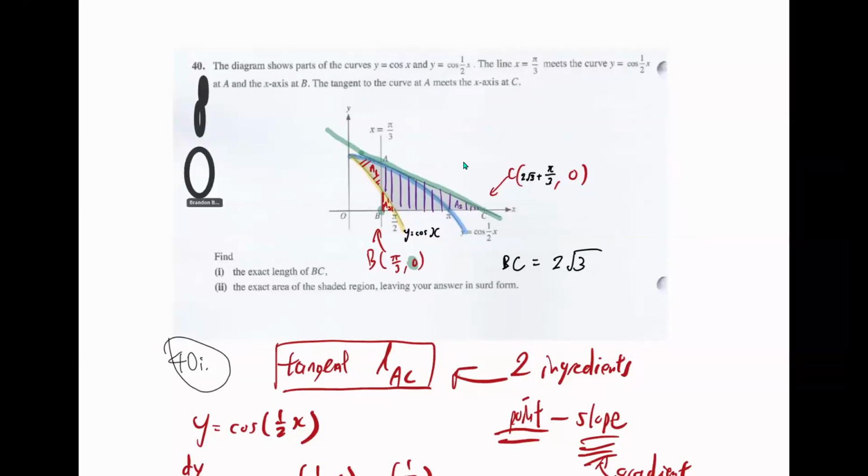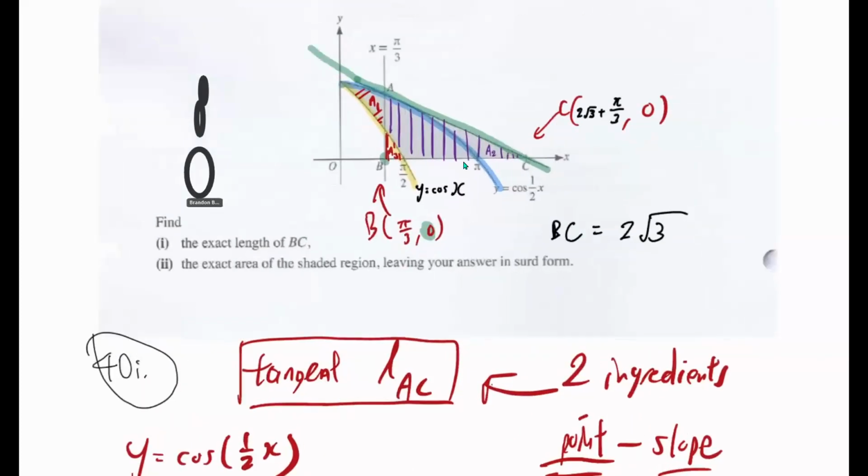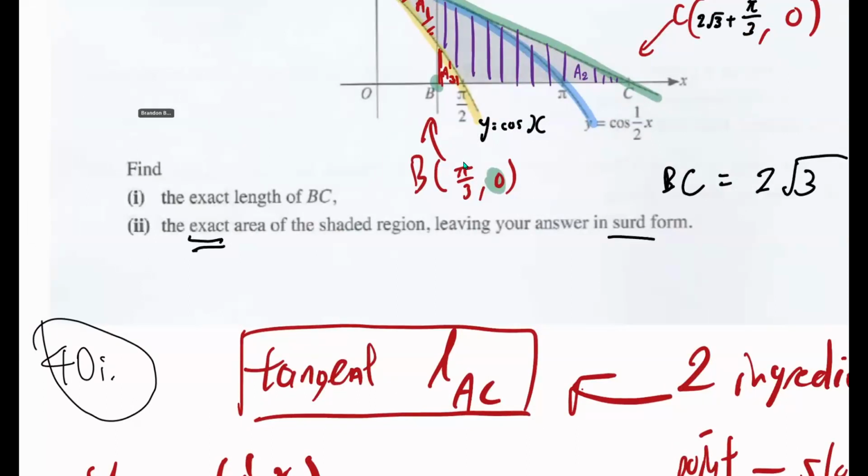The more difficult part is this part over here. Give the exact area, leaving the answer in surd form. So they want to see all the square roots. They want to see all your square root 3 over 2. Can use a calculator, but just square roots. Okay, that's the strategy.